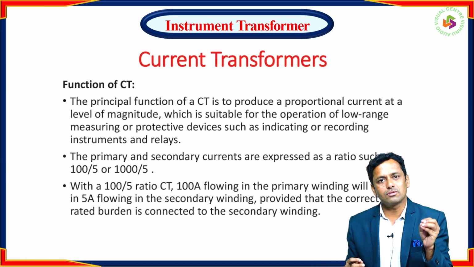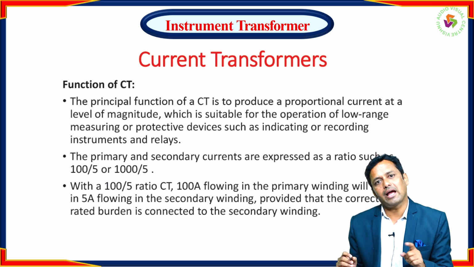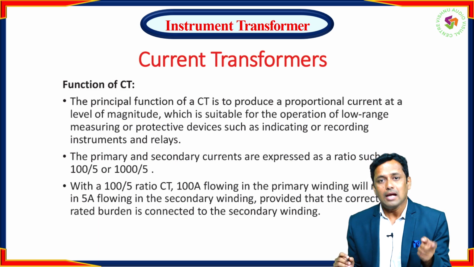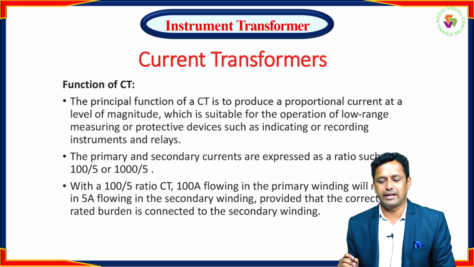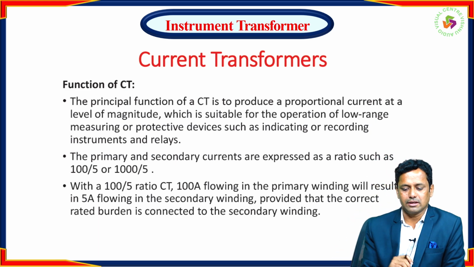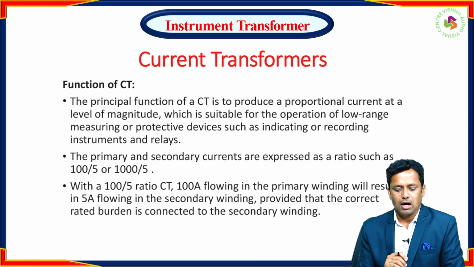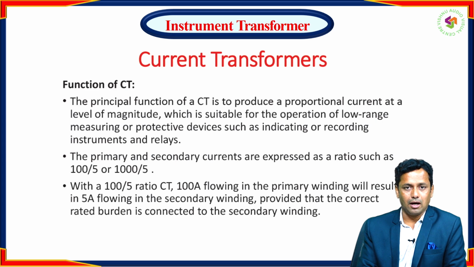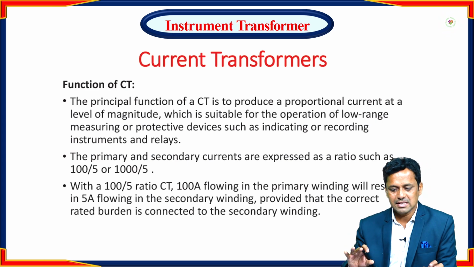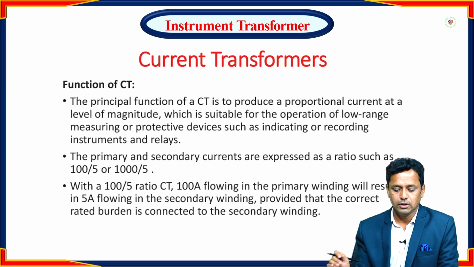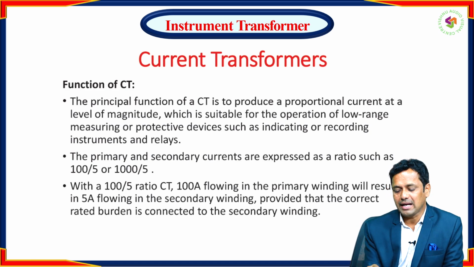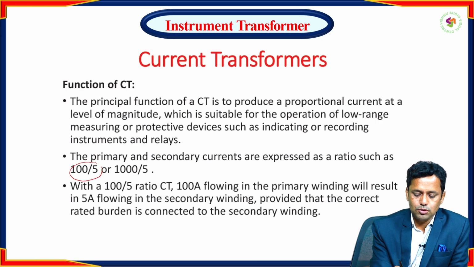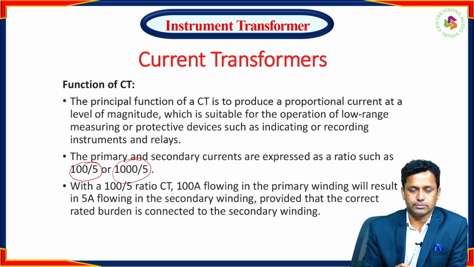So 100 amps is flowing through the primary line and 5 amps is flowing through the secondary line. That is the conversion ratio we have to measure, and also we have to protect the relays, and the protection of our major system, the power system. So the primary and secondary currents are expressed as a ratio of 100 by 5 or 1000 by 5 amps.